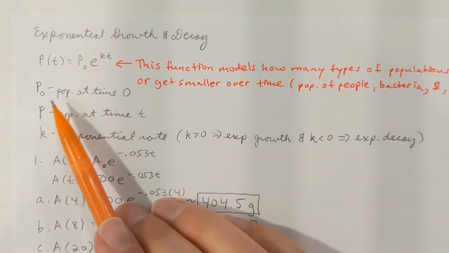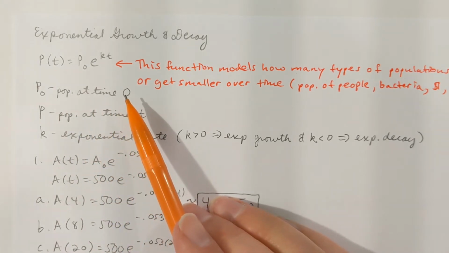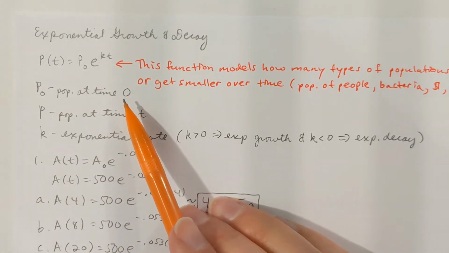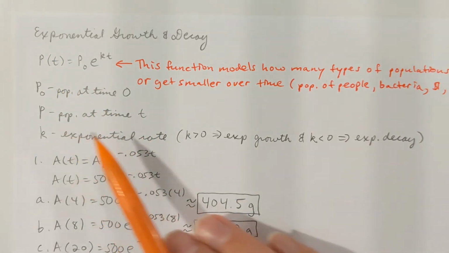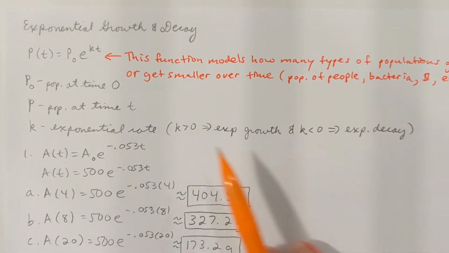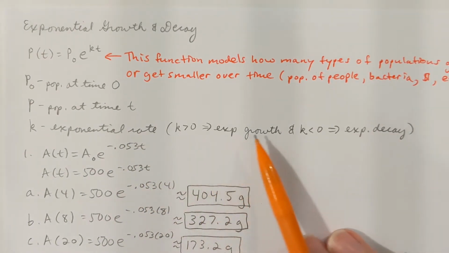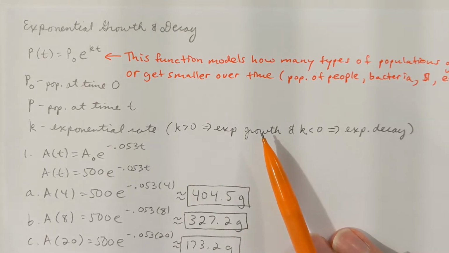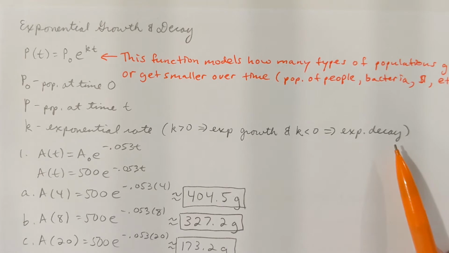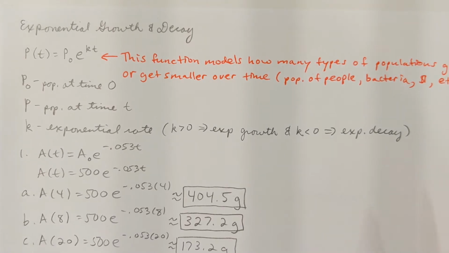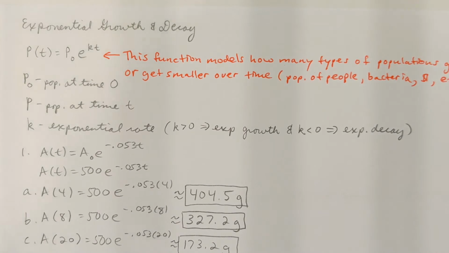P sub 0 is the population at time 0, or the initial population that is there. P is the population at time t. T is the time. K is sometimes called the exponential rate. Now if K is positive, that means you're going to have exponential growth, so the population is going to be growing over time. And if K is negative, that means you'll have exponential decay, and so the population is going to be getting smaller over time. So we're going to know in these problems if the population is growing or getting smaller just by identifying that K value, whether it's positive or negative.